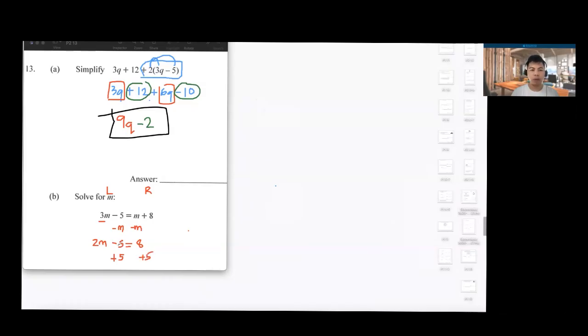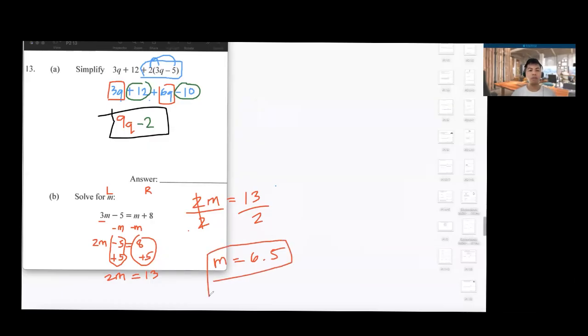Why? Because when you do -5 plus 5, this is 0, right? So we'll only have 2m, which is equal to 8 plus 5 is 13. So we have 2m equals 13. So if you have this, you can divide both sides by 2. And then, yeah, m will be 6.5. Yeah, that would be the answer.